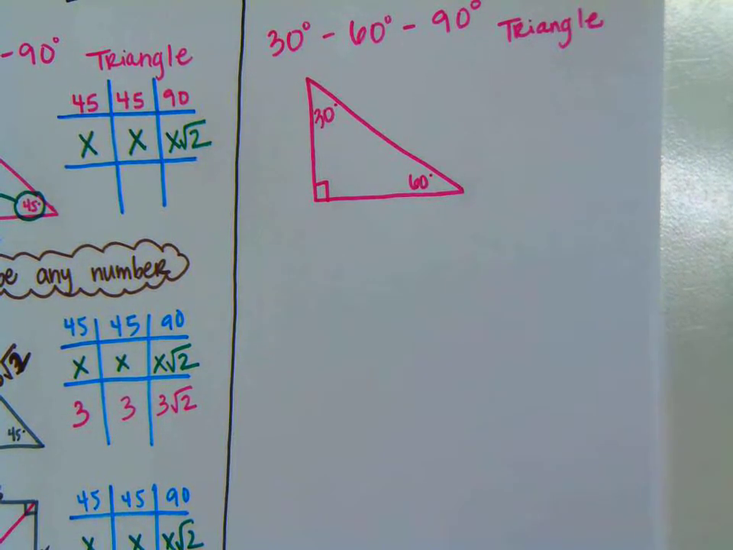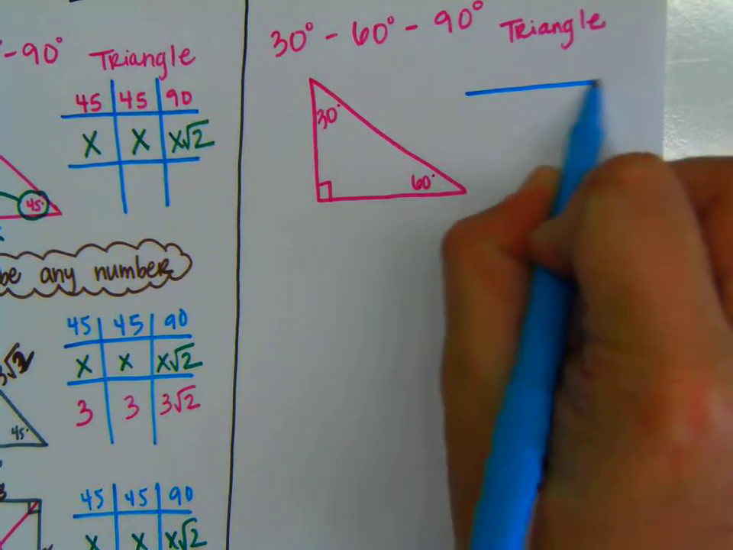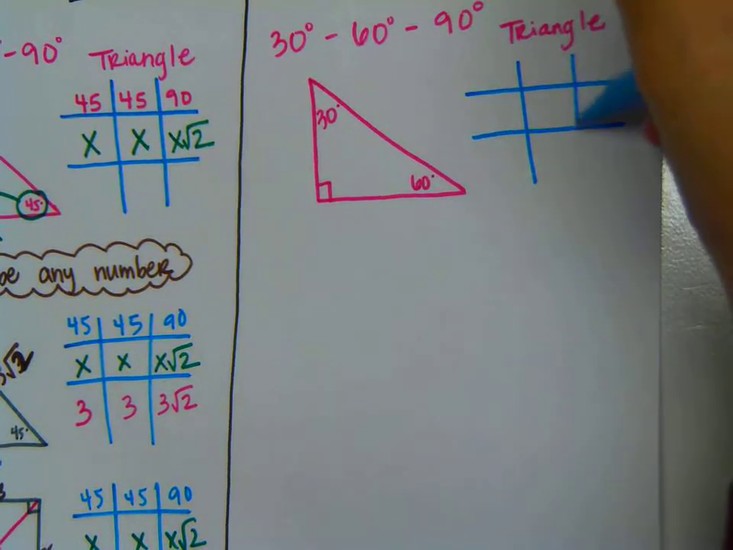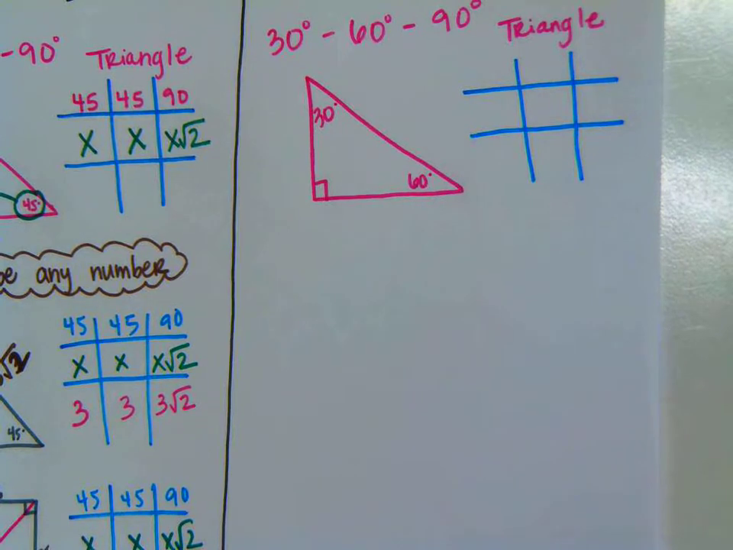And again, we draw a tic-tac-toe board. If you go to Math Lab and they help you with this, they may not do a tic-tac-toe board. They may just say X, X, X root 2. Like I said, teachers teach us different ways. I like the tic-tac-toe board because it organizes things. Some teachers don't do it that way. So just know that this is definitely one of those things that people teach different ways.